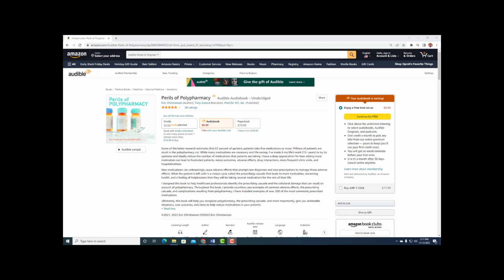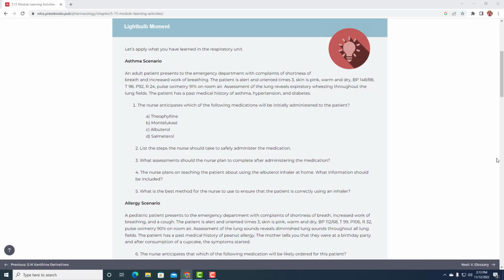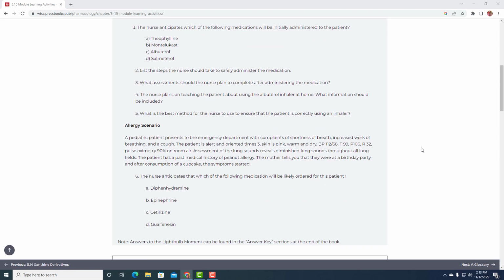The allergy scenario is next. So a pediatric patient presents to the emergency department with complaints of shortness of breath, increased work of breathing, and cough. The patient is alert and oriented ×3. So again, that means that they are oriented to person, place, and time. They know who they are, where they are, about what time it is in the day. The skin is pink and warm and dry.